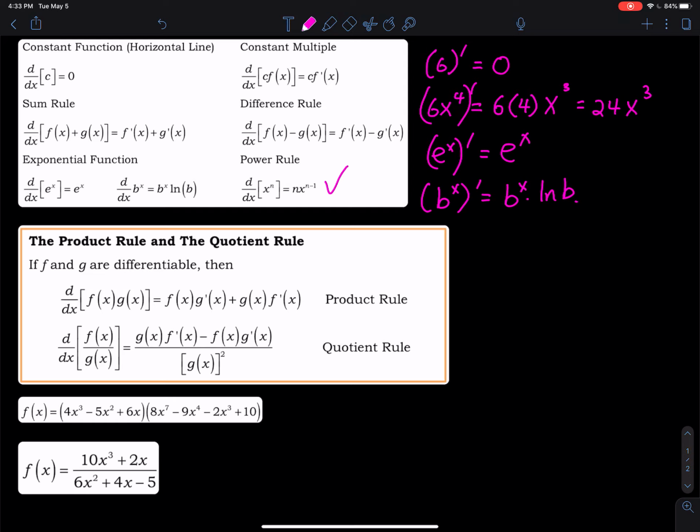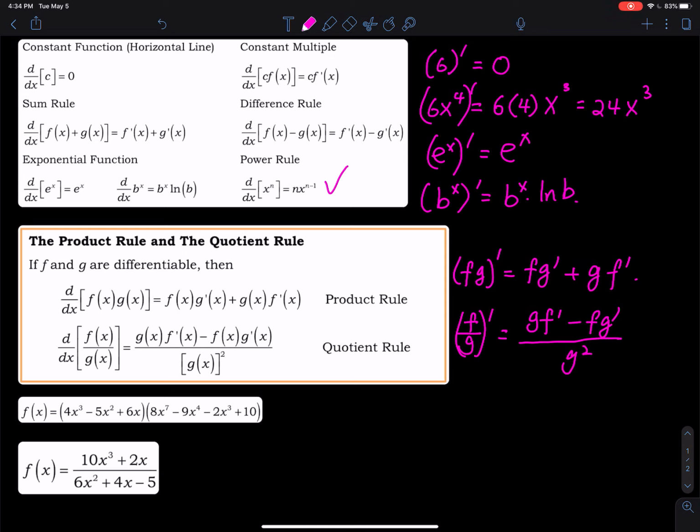And then here we have the product rule and quotient rule. If you want to take away all the x, I have a simple version for you. We have f times g, that means one function times another function. When you take the derivative of this, you have fg prime plus gf prime. And if you have one function divided by another function, f divided by g, that is gf prime minus fg prime, divided by g squared.